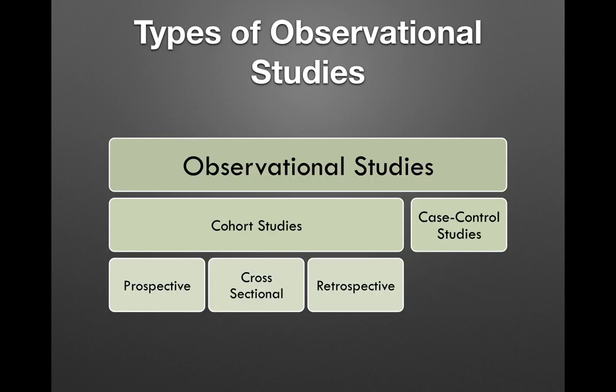Now, there's different types of observational studies. We can get more specific into those. We have cohort studies, or we have case control studies. And then within cohort studies, we have prospective, cross-sectional, and retrospective studies. Now, I'm going to allow you to dive more into the specifics of these different types of observational studies on your own. That's within your textbook. But briefly, I want to just describe what these are.